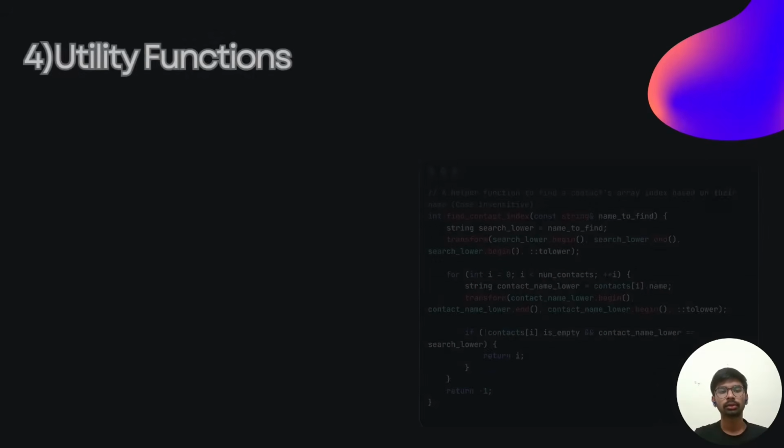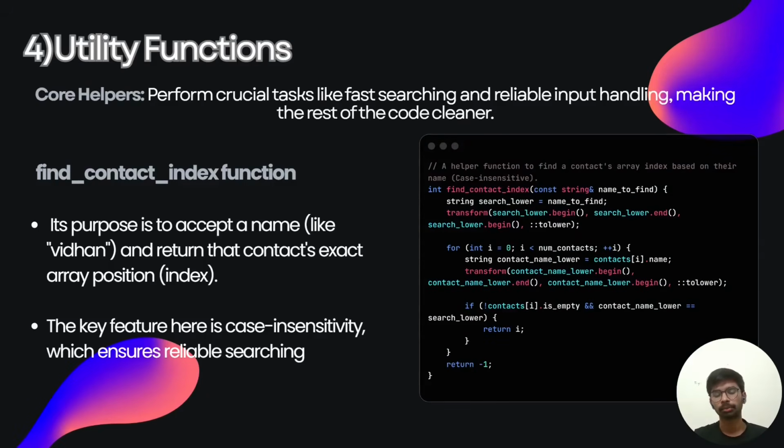Now we'll move to utility functions, or I call them core helpers, because they perform crucial tasks like fast searching and reliable input handling and make the code cleaner. The most important part in utility functions is the find contact index function. Its purpose is to accept a name like Vidhan and return that contact's exact array position, which is used in the smart search function, friends of friends, and many other smart features. The key feature here is case insensitivity, which ensures reliable searching.